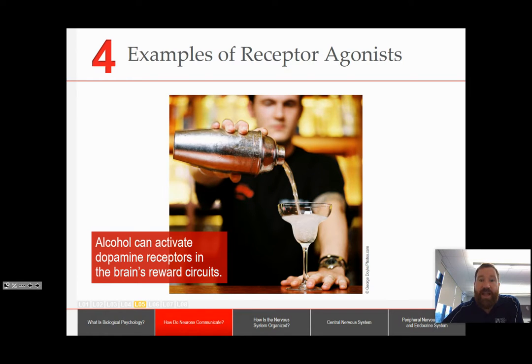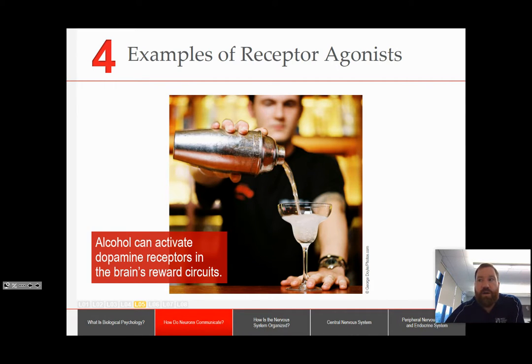So an agonist mimics a neurotransmitter. In this case, alcohol mimics dopamine. Most addictive drugs mimic dopamine receptors. So alcohol, cocaine, methamphetamine, all mimic dopamine receptors. Morphine, right? So morphine, heroin, other opiates mimic endorphins, which is a painkiller neurotransmitter, which we didn't talk about in the last slide.